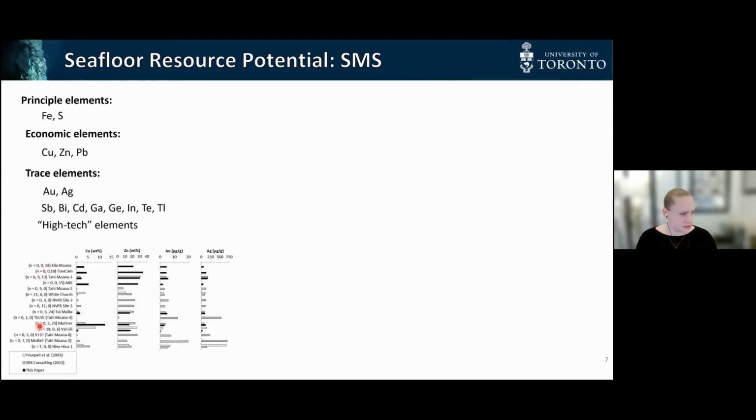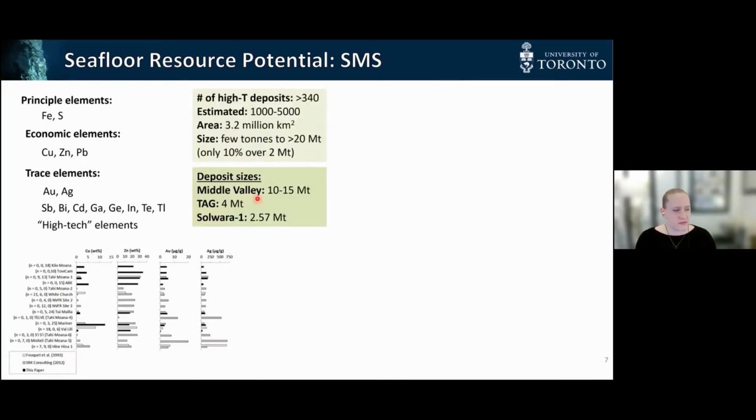So in this chart down here, we see the values of copper, zinc, gold, and silver from a bunch of different deposits, and you can see that there's a lot of variability, and there's a lot of variability on the deposit scale too. Just chimney to chimney, these are incredibly heterogeneous. I mentioned we've found more than 340 of them. Based on back-of-the-envelope calculations of heat flow and the unexplored areas that we know about where we would expect to find some deposits, there's probably a few thousand left to be discovered.